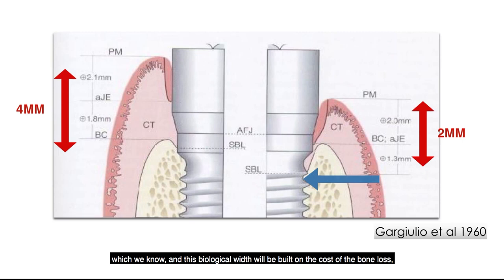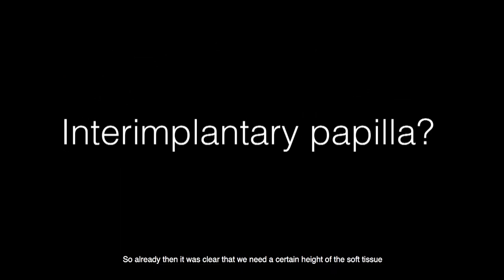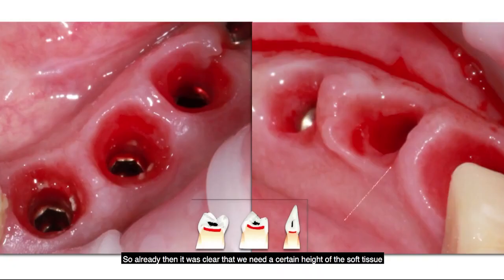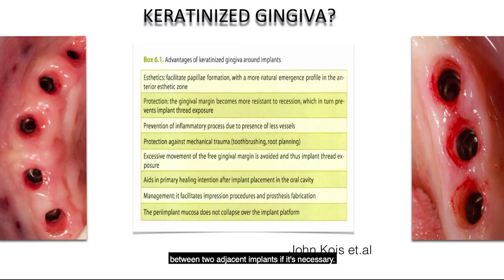And this biological width will be built at the cost of bone loss, as you can see with the blue arrow. So already then it was clear that we need a certain height of soft tissue in order not to lose the bone, to avoid bone loss, but additionally to give us the volume necessary to build up a papilla between two adjacent implants, if it's necessary.